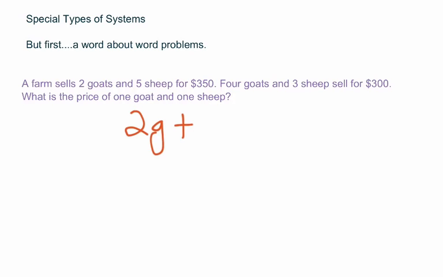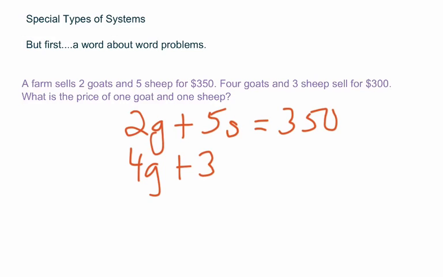Plus, what do we got here? 5 sheep times the price of a sheep. And together, the cost of the goats and the cost of the sheep is $350. And then we have another situation here. We have 4 goats and 3 sheep, and that total price is $300. And then we're asked what's the price of 1 goat and 1 sheep. And it's not a difficult problem to do.